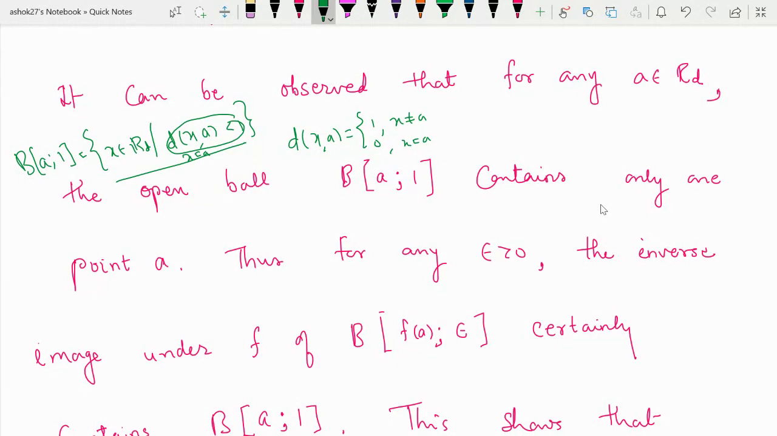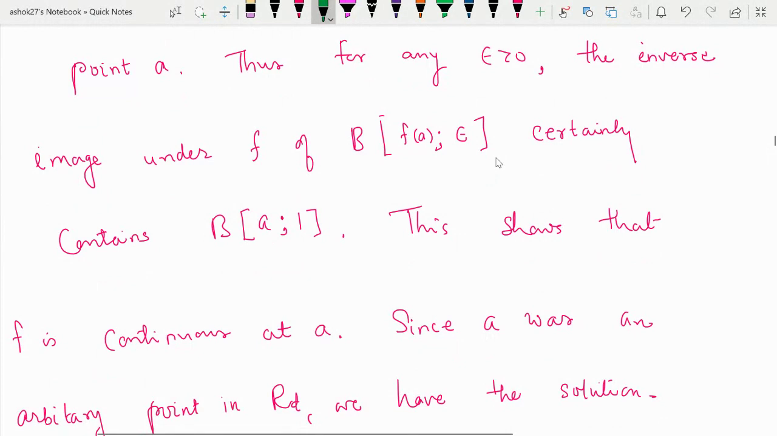So for any epsilon greater than 0, the inverse image under F of the open ball about F(A) with radius epsilon certainly contains the open ball about A with radius 1, because this open ball contains exactly one point, and that one point is always there. Whatever radius you take, the open ball contains its center. So naturally, the inverse image of this open ball will again be an open ball about center A, and its radius may be different, but surely that open ball contains that point A, because this open ball exactly contains a single point. So this shows that F is continuous at A.